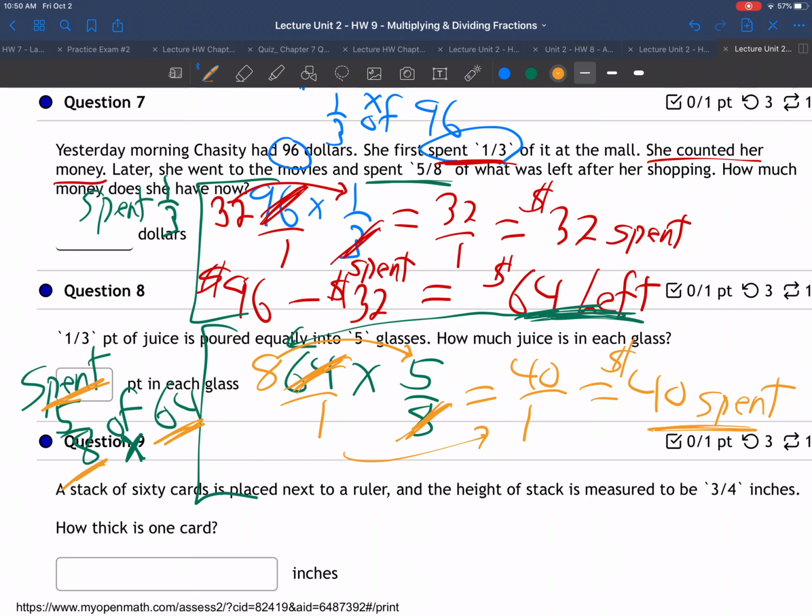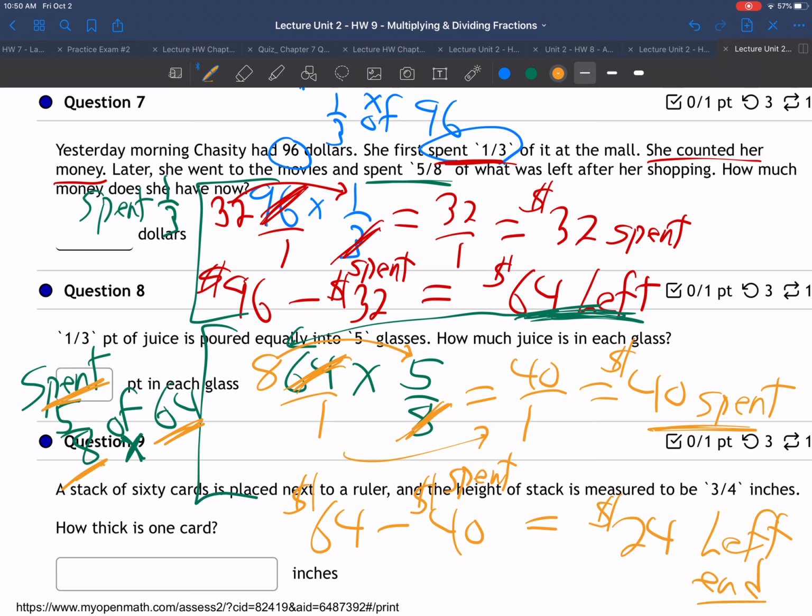She spent 40. So she had $64. She spent 40. That is 24 left in the end. And that's the question. How much money does she have now? $24. When all is said and done, Chastity has $24 left. So we have to do it in 2 phases like that.